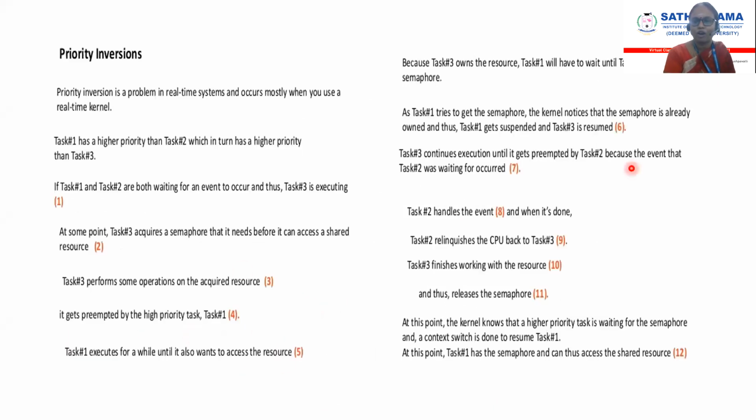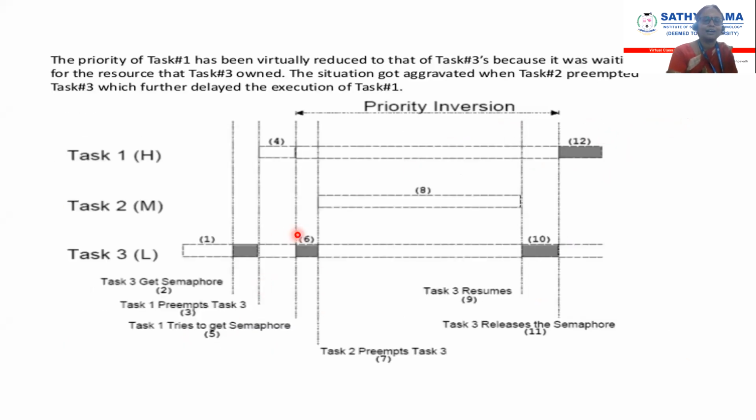So the sixth step they have given now: task 1 tries to get the semaphore, but the kernel notices the semaphore is already owned by task 3. So task 1 is suspended and task 3 is resumed. Are you clear or not? The key is with task 3, but task 1 tries to acquire that semaphore. The kernel decides who holds the semaphore; task 3 holds it. So it suspends task 1 and task 3 gets resumed. Have you seen? Task 3 is resumed and takes the position.